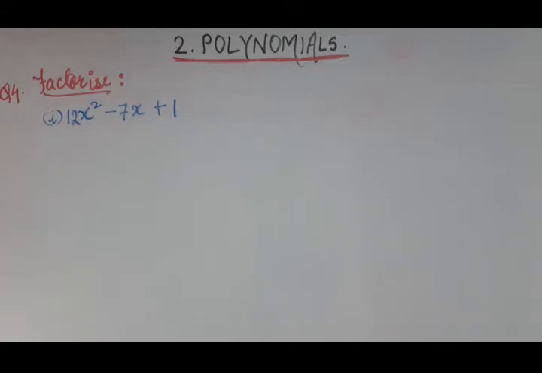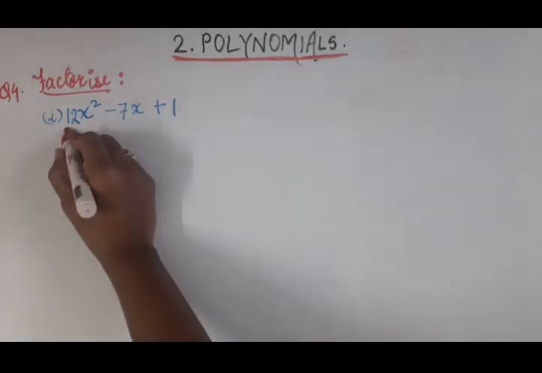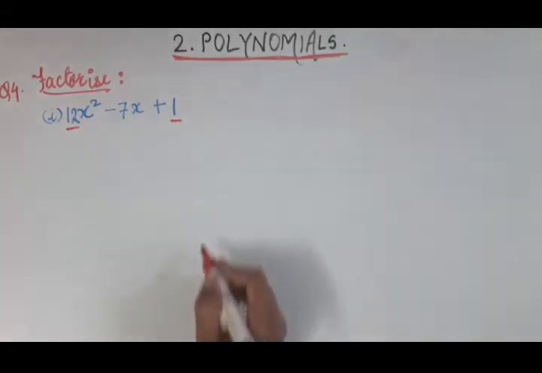In your previous class, you have seen quadratic equations, and you have seen how to factorize them, right? So today also we are going to use the same method, and that method is splitting the middle term. The steps are, the first step is multiply the extreme terms. The extreme term from this side is 12 and from this side is 1.